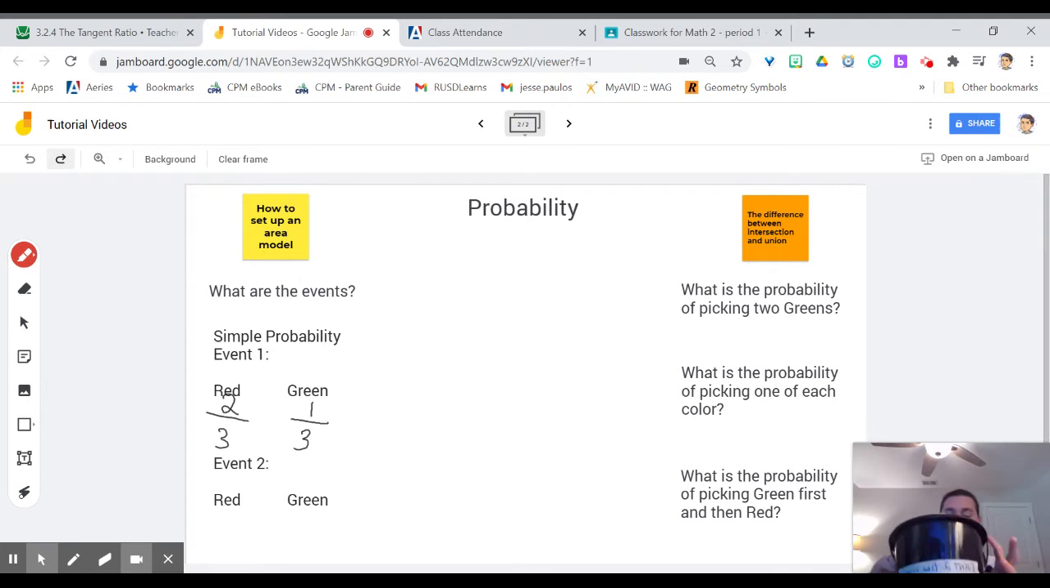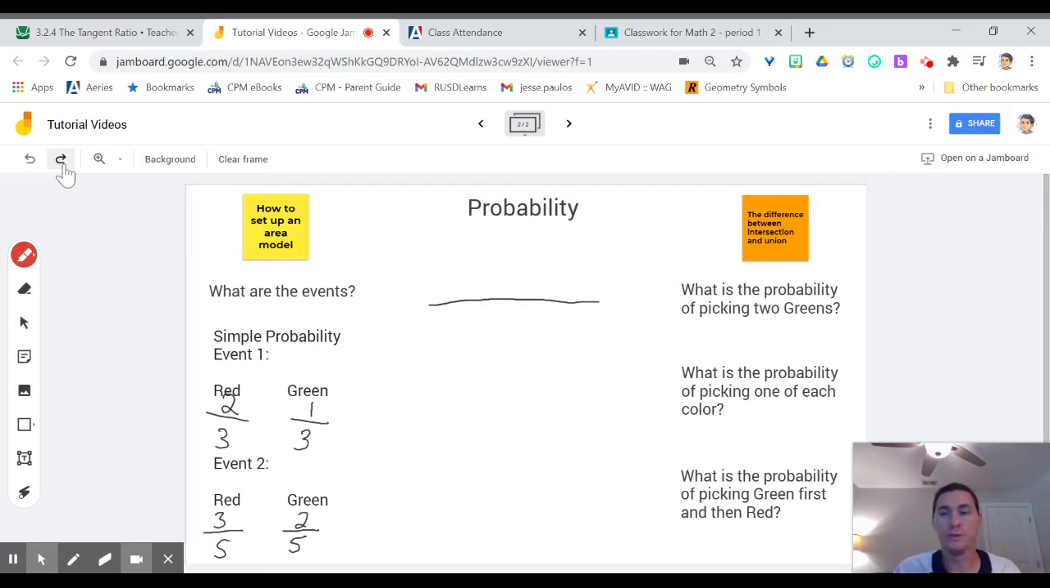I've got another bucket over here, and in this bucket, there are 3 red balls and 2 green balls. So in total, 5 balls. So our simple probability for event 2 is 3 out of 5, 3 reds out of 5, and for a green, 2 out of 5. All right, so this is simple probability.